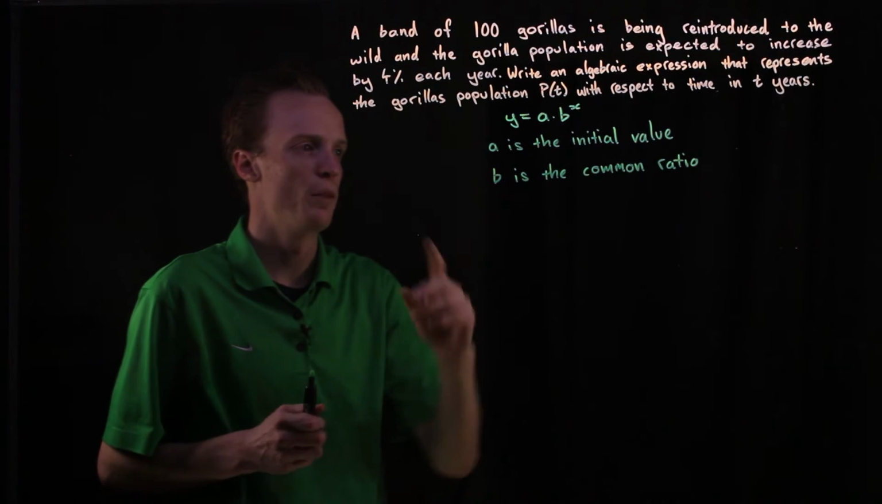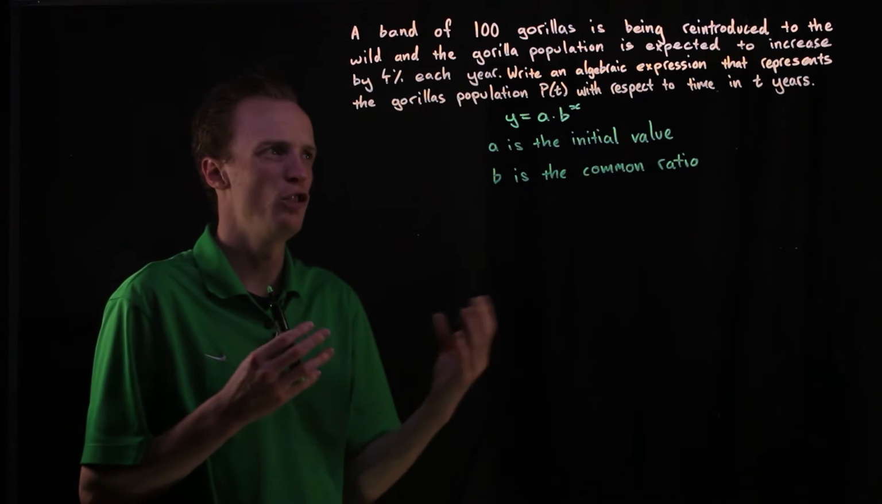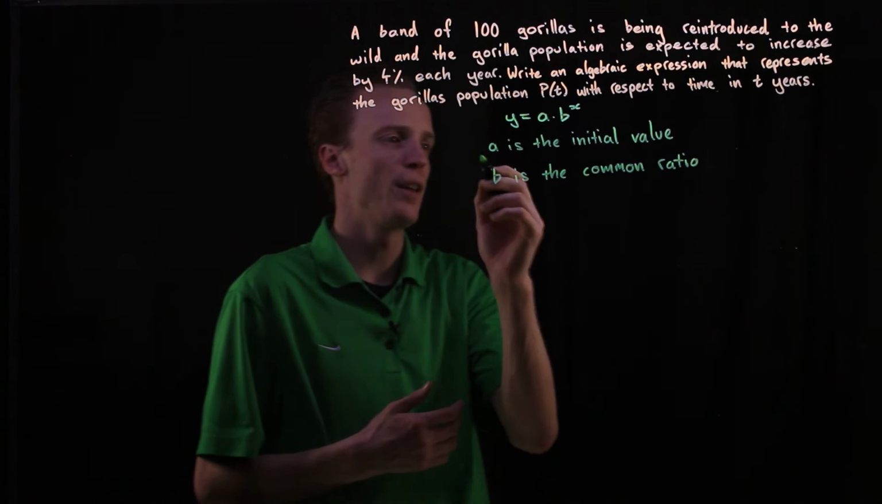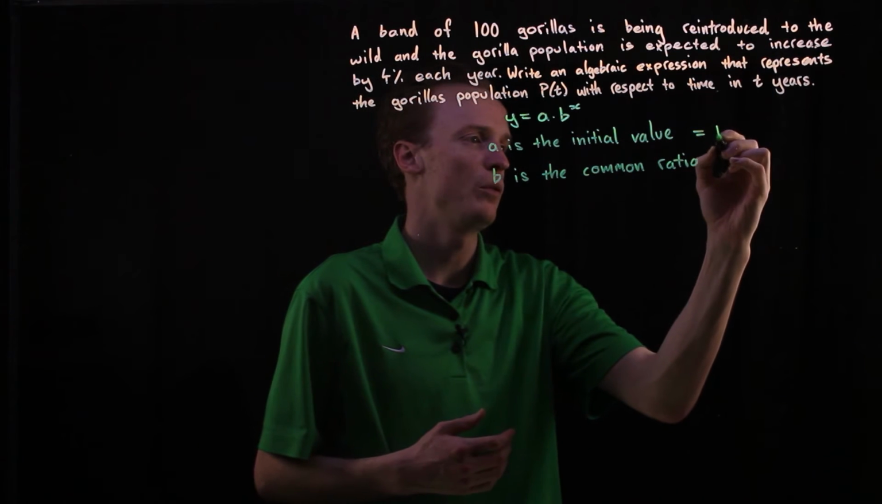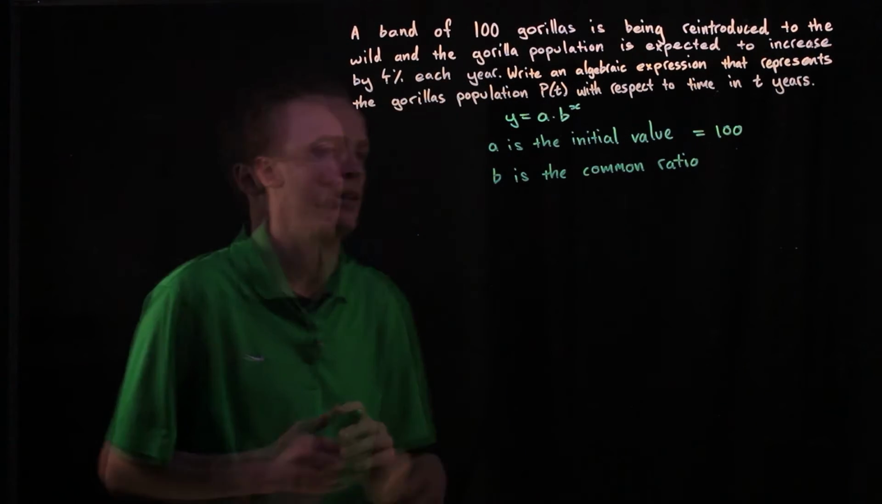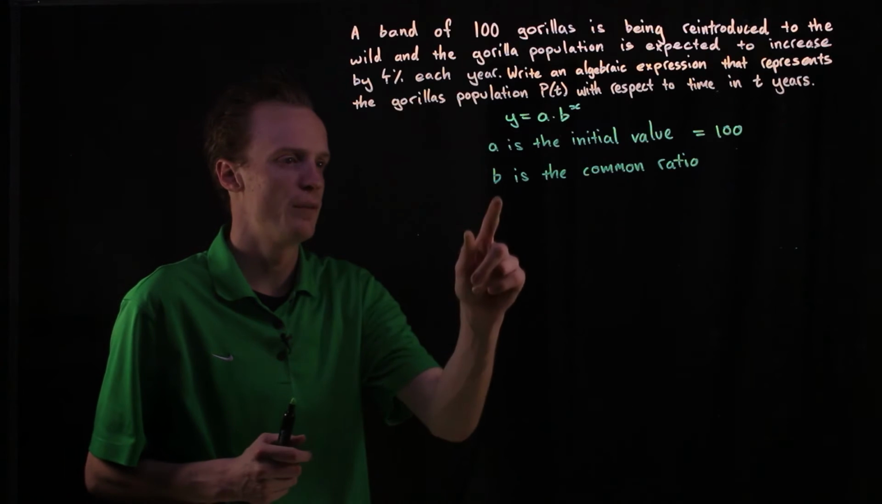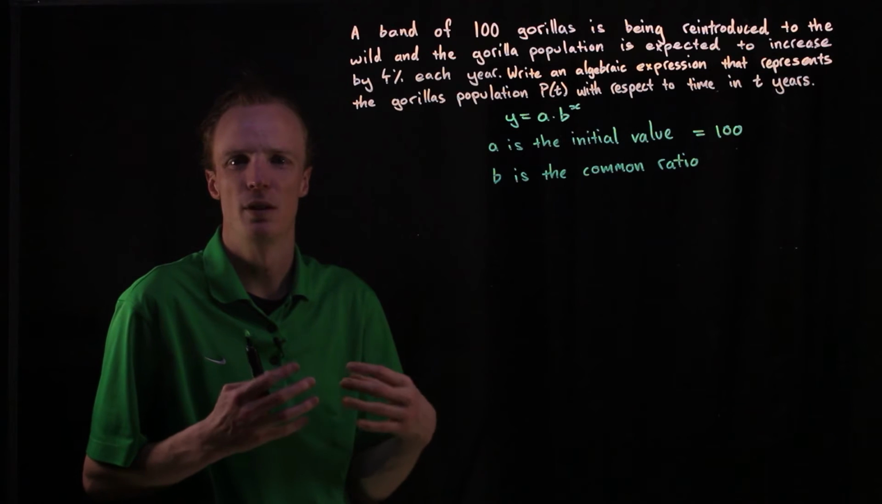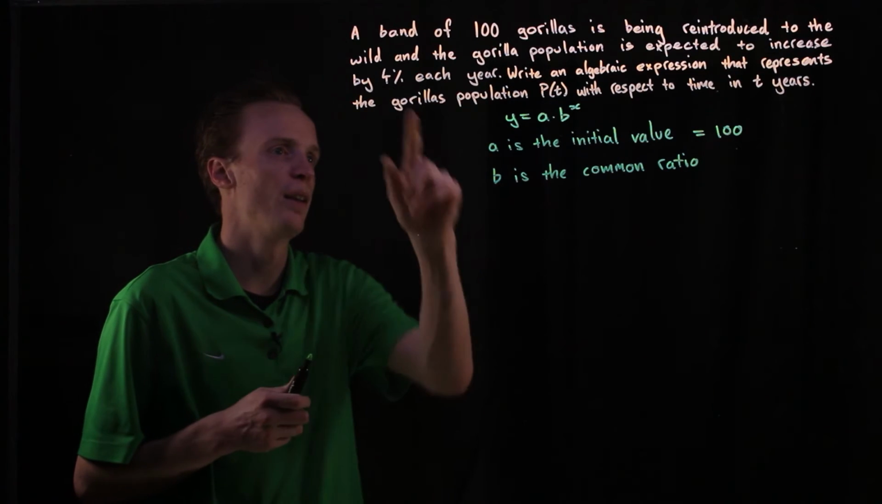Now, to find a, that's quite easy because the initial population is given to us in this question. It's 100 gorillas. So the value of our a is going to be equal to 100. So all I really need to find is this value of b now. And to find the value of b, what we have to do is look at whether it's growing or decaying. In this case, it's growing.